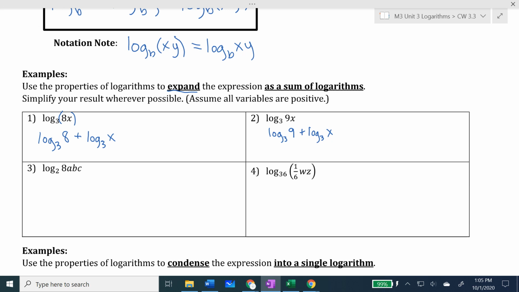9 is 3 to what power? 2. So this actually simplifies all the way down to this. I'm not going to push this on you on tests. It's going to show up in some of your homeworks, but know that I'm not going to push it this far during a test or a quiz.